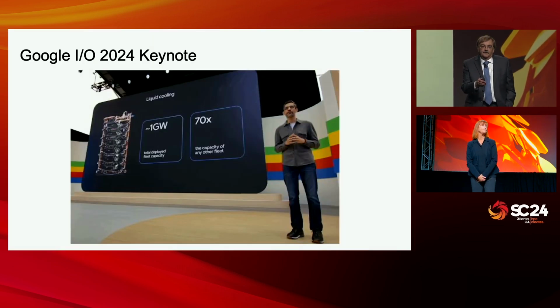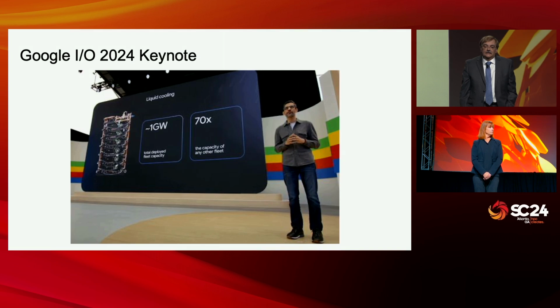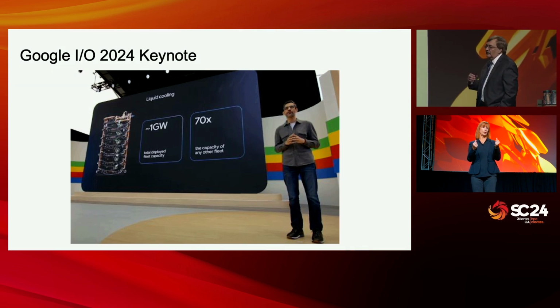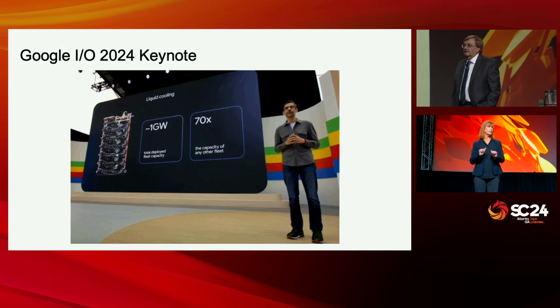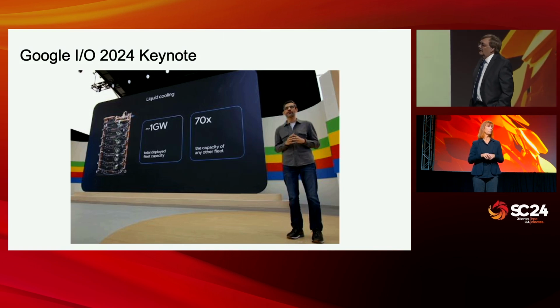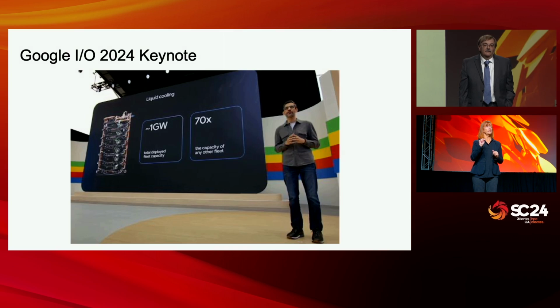Okay, great, thanks. Just pointing out, Sundar at the most recent Google I/O showed a picture of one of our coolant distribution units, which appeared in the video on the side, and noted that we have around 1 gigawatt of deployed liquid-cooled capacity. And he also mentioned that the TPUs are the only thing that we have that are liquid-cooled, so that gives you an idea of our TPU capacity.